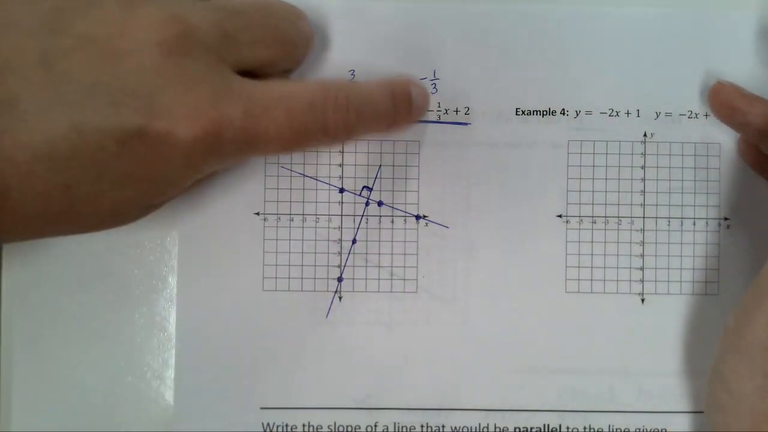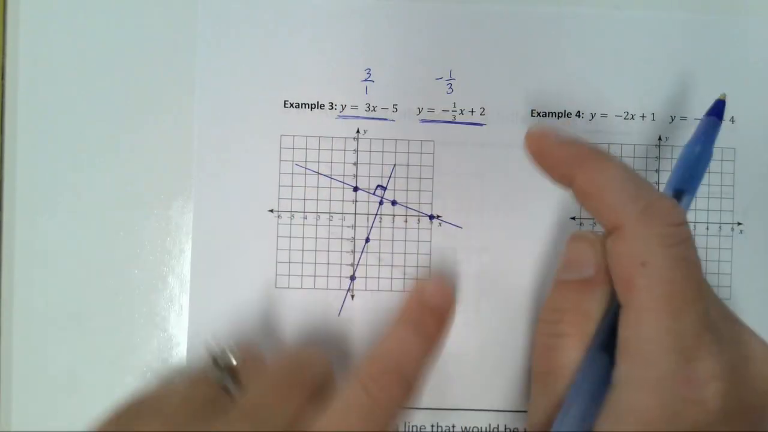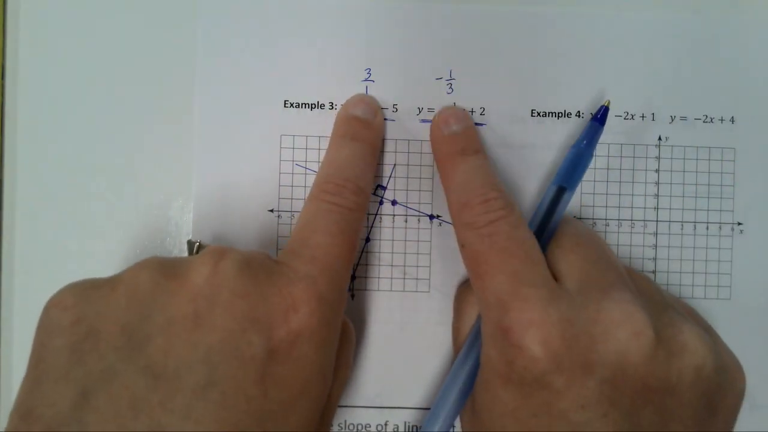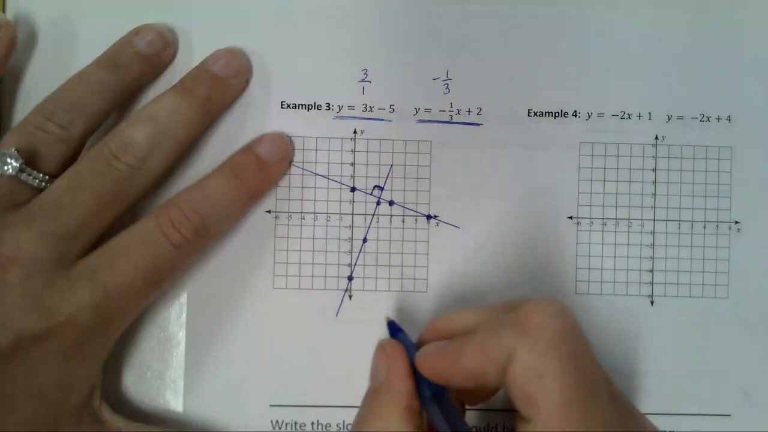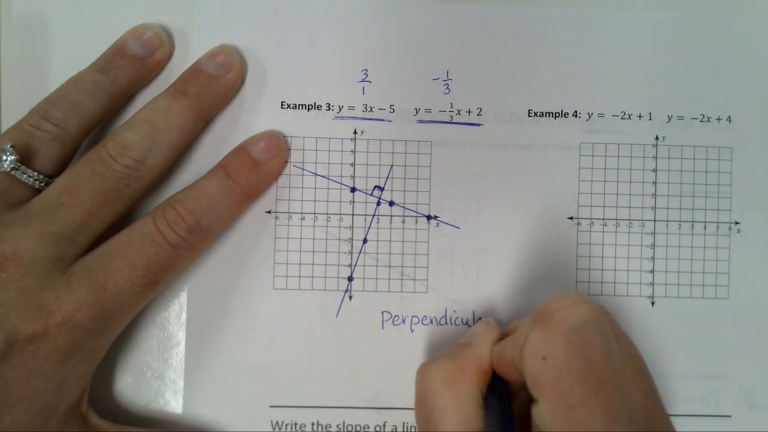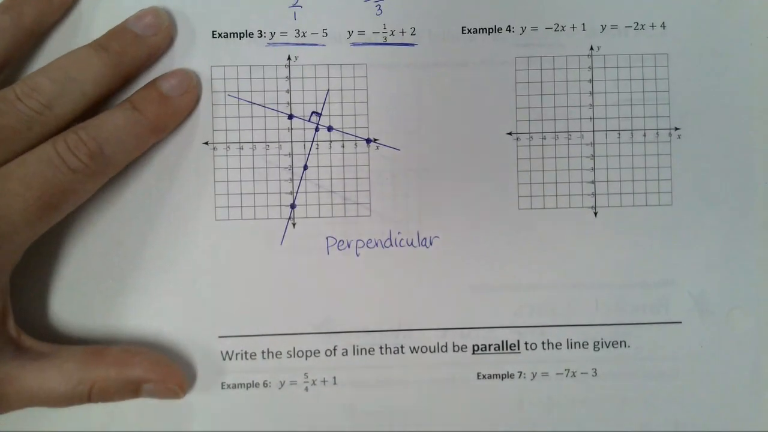Yeah. So if this happens, even if your graph doesn't look perfect, if one's positive, one's negative, and they're flipped, you know for sure that they're supposed to be perpendicular. Even if you didn't graph it quite perfectly, they are perpendicular.